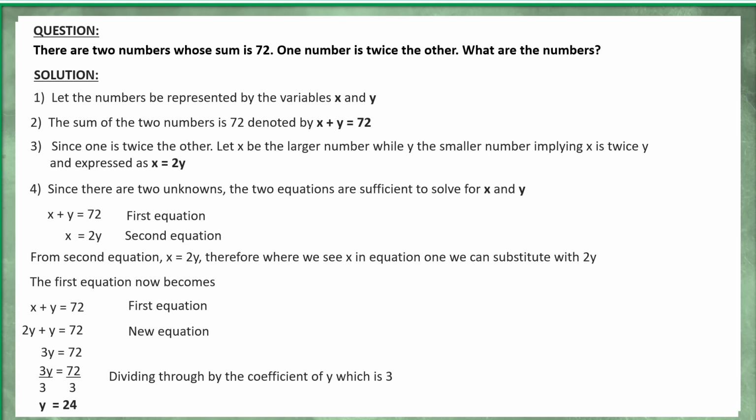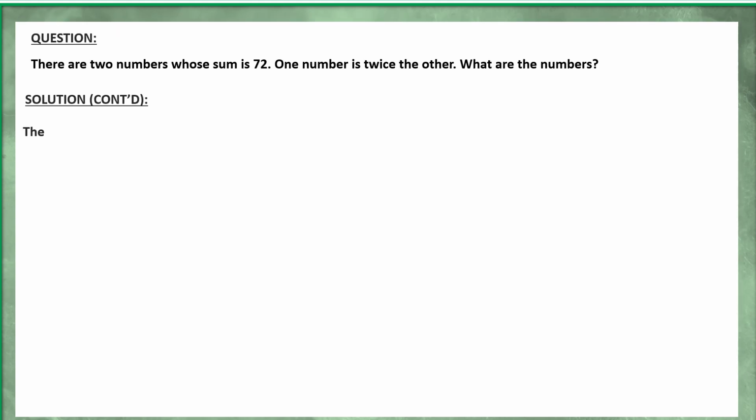So y is equal to 24, but remember that x is equal to 2y from equation 2, the second equation. We have already solved for y, so x will be 2 times y, which is 2 times 24. And therefore x is equal to 48. So from this we know what the two numbers are. The first number is 24 and the second number is 48. So we have established that the two numbers are 24 and 48.